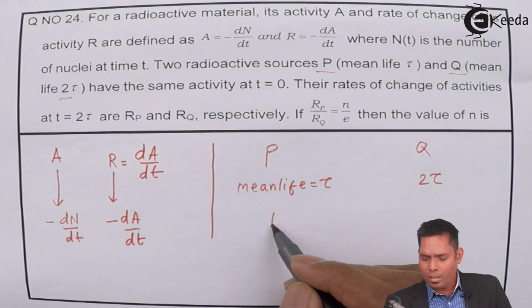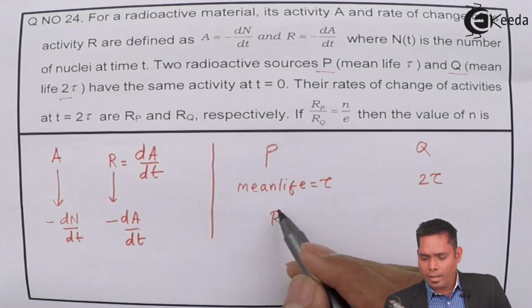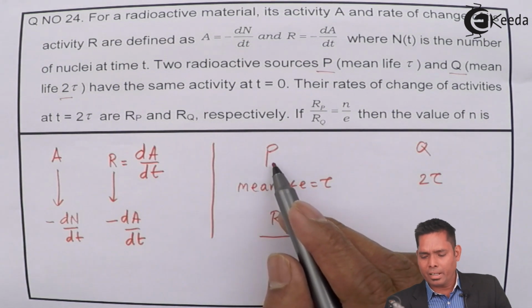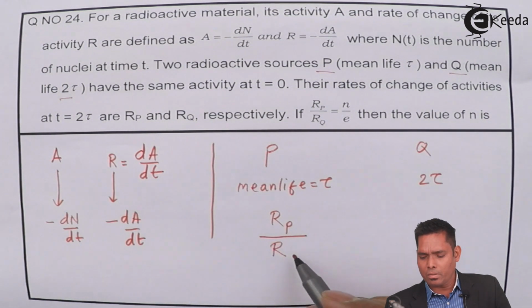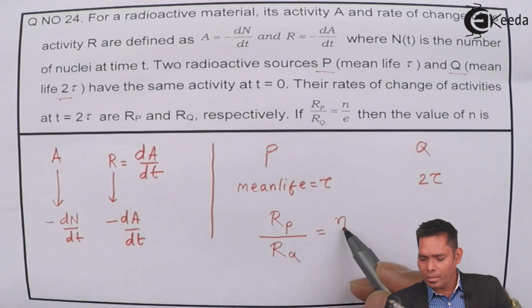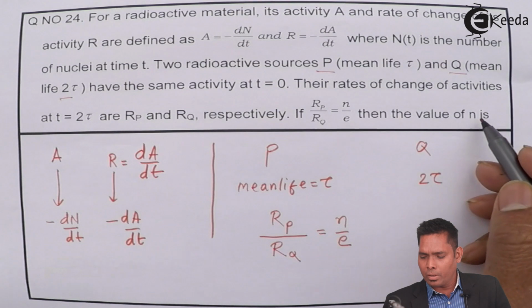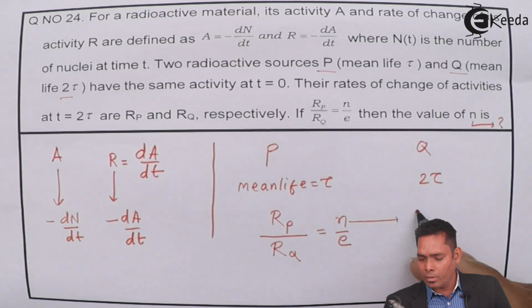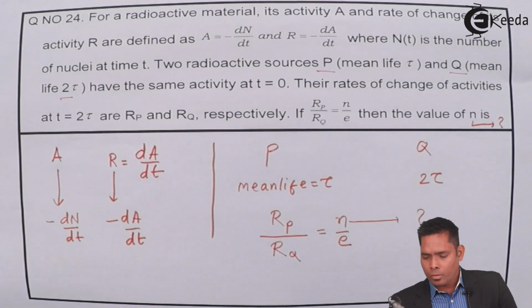If Rp, the rate of change of activity of P material, to that of Q material, is given as n upon e, then find the value of n. So you have to find what is the value of n.